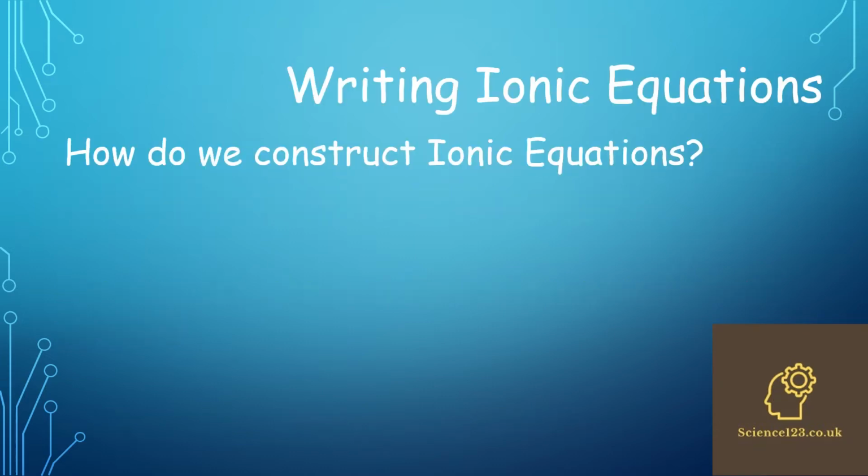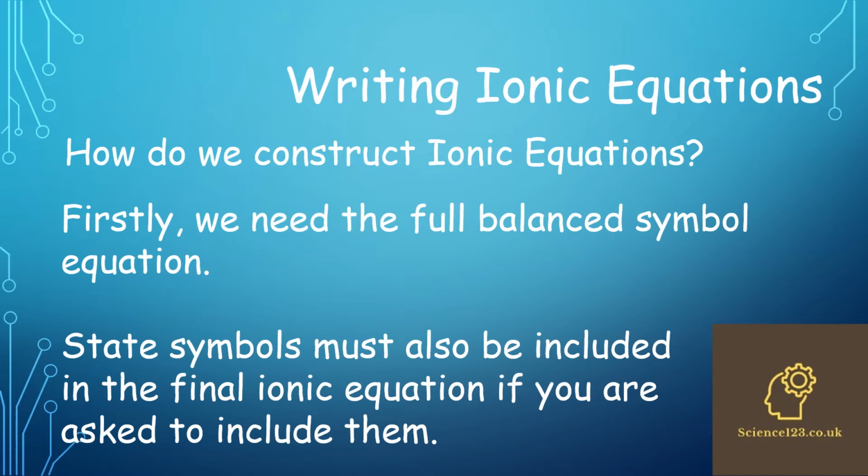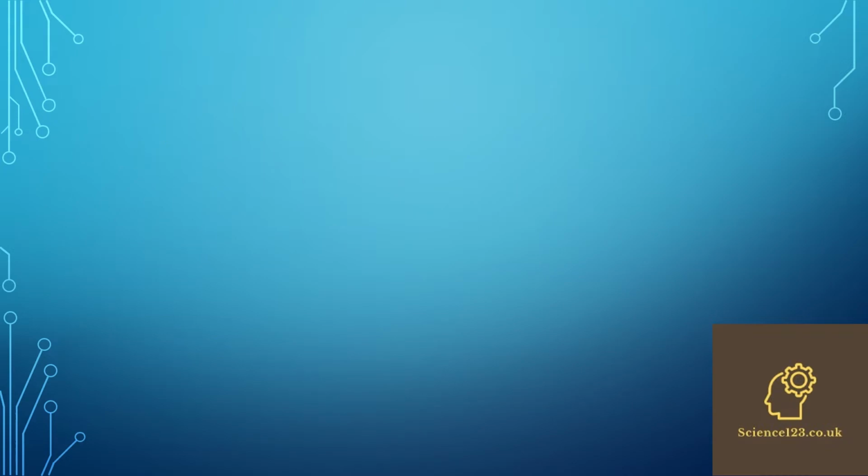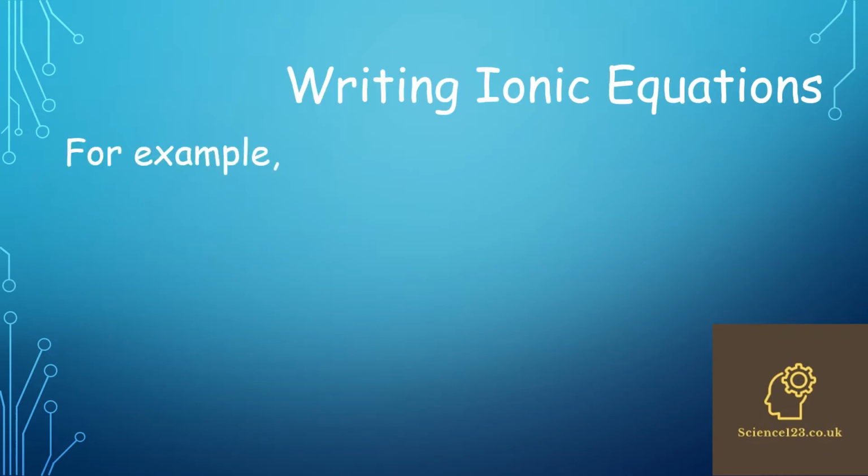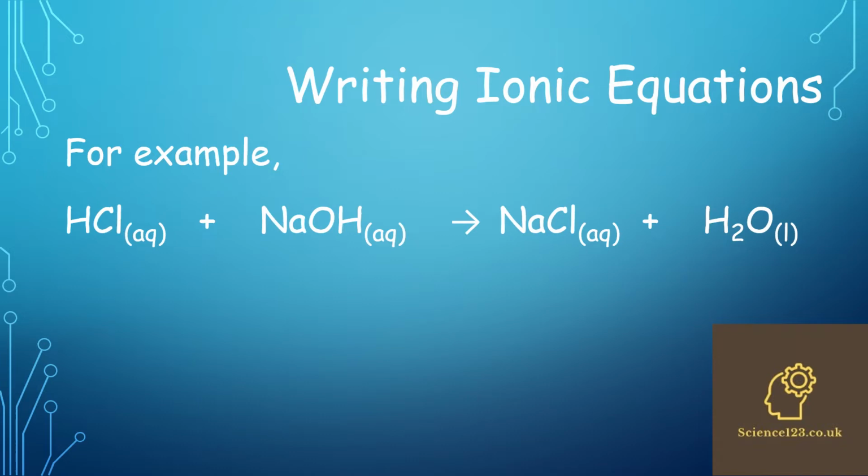If you need to construct an ionic equation, you will first need the full balanced symbol equation. And if you are asked to do so, remember to include state symbols. This is how the previous example for the neutralization reaction was derived. Here is the full balanced symbol equation, including state symbols.